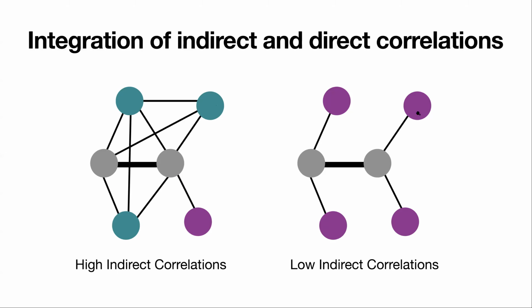Whereas if we look at this demonstration of a low indirect correlation, there's a high correlation between the two grays, but none of the other genes that they're correlated with are correlated with the other gray node. So this tends to be a more robust correlation measurement, and this tends to be a less robust correlation measurement.